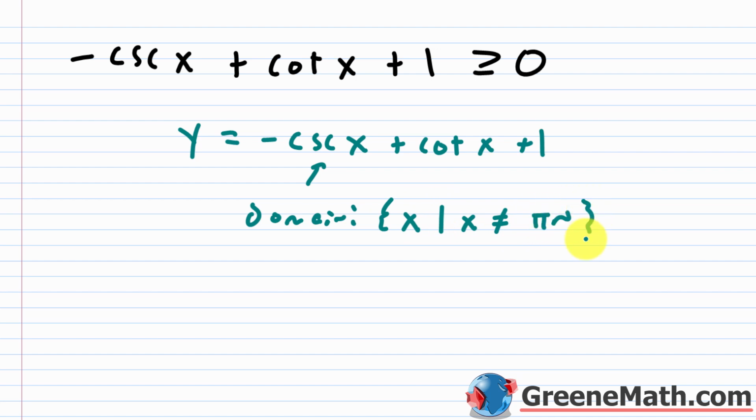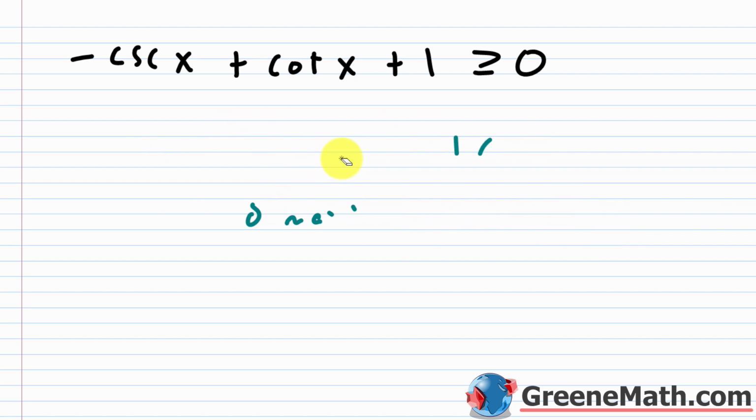So anything other than that, you'll be good to go for plugging in for x. Let me erase this. We're going to bring this back up later on when we look at the graph. Let's just think about how we could solve this. I'm just going to first replace this with equals. So negative cosecant of x plus cotangent of x plus 1 is equal to 0.